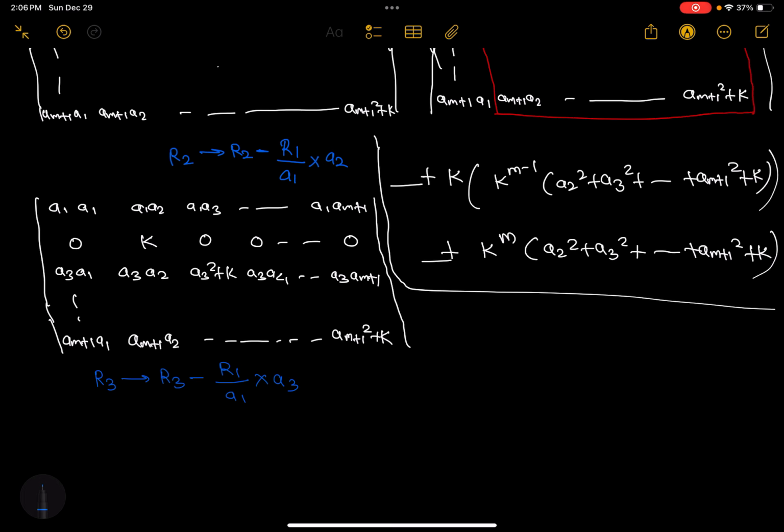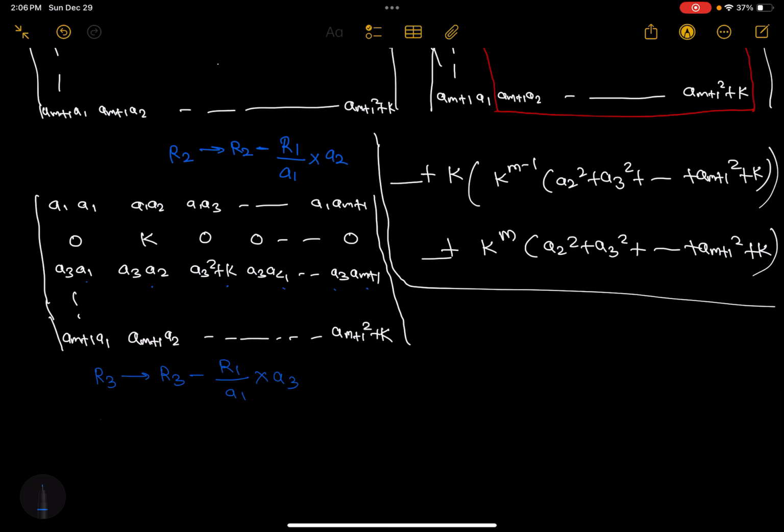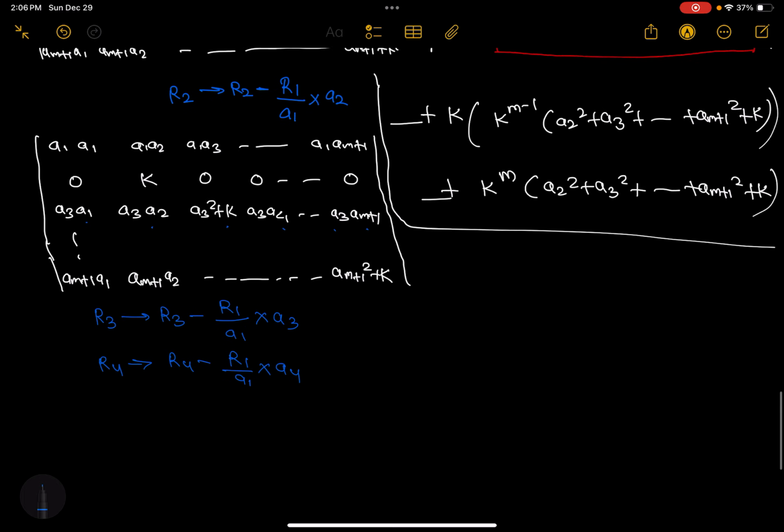So it will be in the same form, 0 0 k 0 0 0 0, right? Again I perform the next row operation, after that row 4 becoming row 4 minus row 1 by a1 into a4. You can guess what happens, right? So I will perform all of this until row m plus 1 will become row m plus 1 minus row 1 by a1 into a(m+1), right?